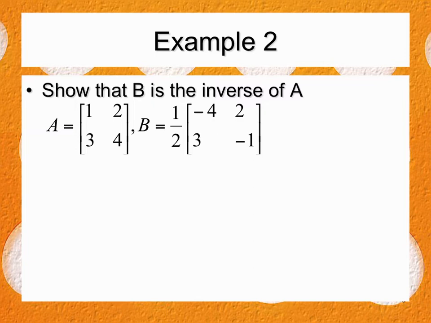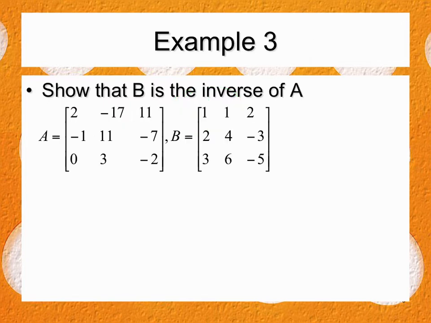The only difference between what we just did in this is what? Good. There's a scalar this time, so I would first have to multiply 1/2 times each of these before I do A times B and B times A. But we're good. Yes? Okay.